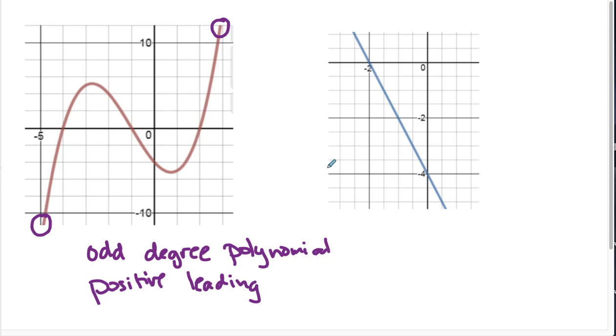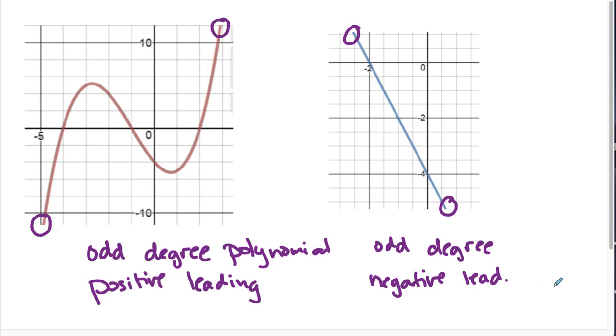Let's take a look at some more examples. This graph, on the left end, is going all the way up, and then on the right end, it's decreasing, going down. Again, because they're going opposite ways, we can identify that the degree is odd. And because on the left side it's increasing and on the right side it's decreasing, we can say this one has a negative leading coefficient. I'm just going to say lead, and abbreviate coefficient.